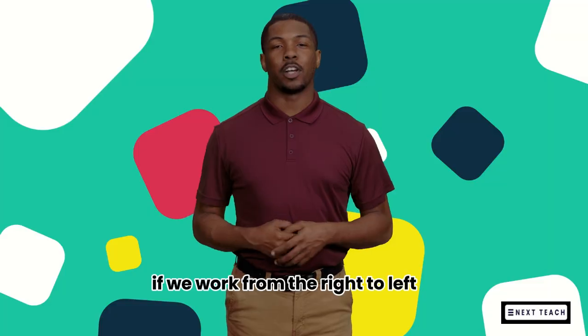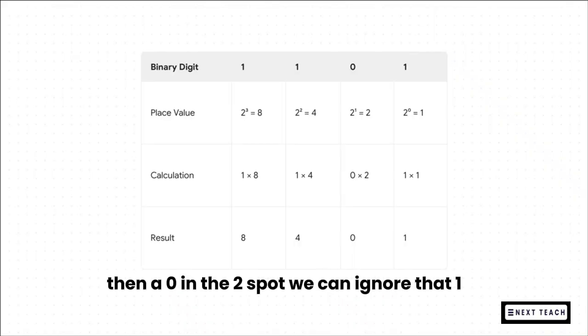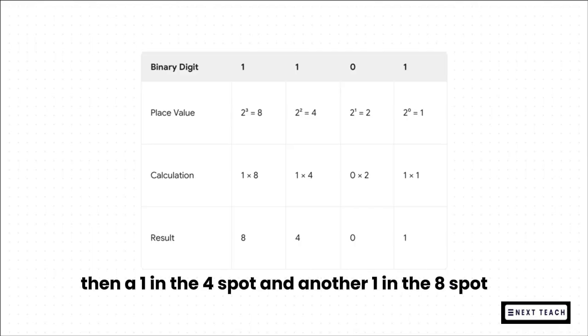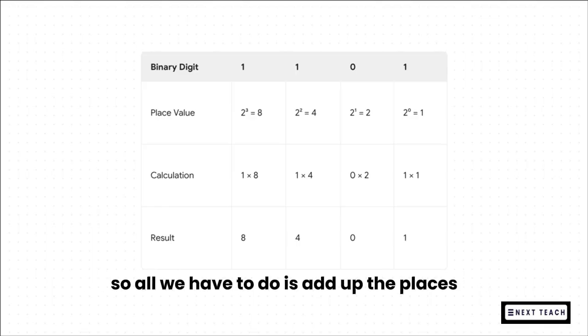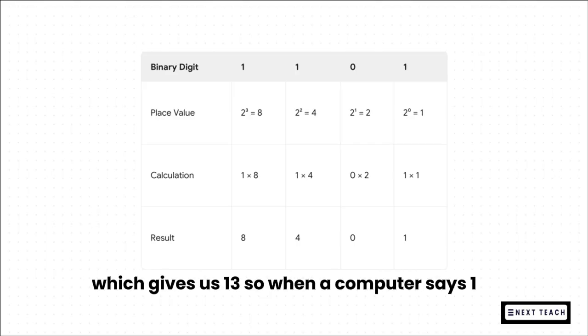If we work from the right to left, you see we have a 1 in the 1 spot, then a 0 in the 2 spot. We can ignore that one. Then a 1 in the 4 spot and another 1 in the 8 spot. So all we have to do is add up the places where we see a 1. That's 8 plus 4 plus 1, which gives us 13.